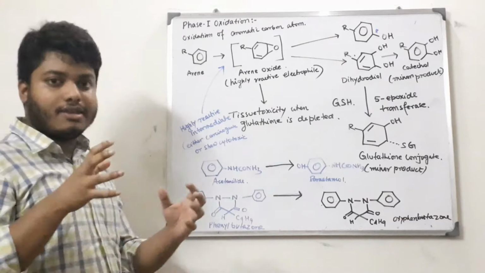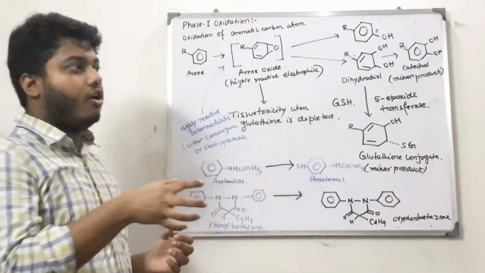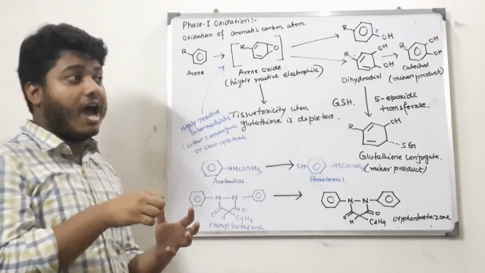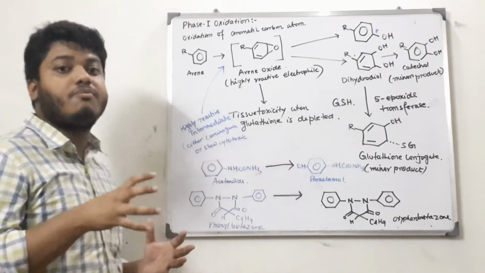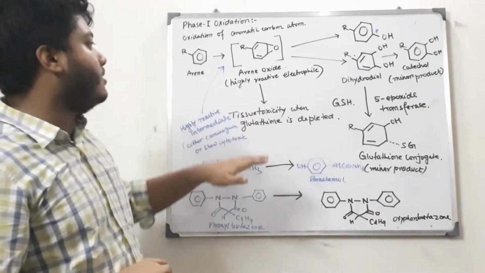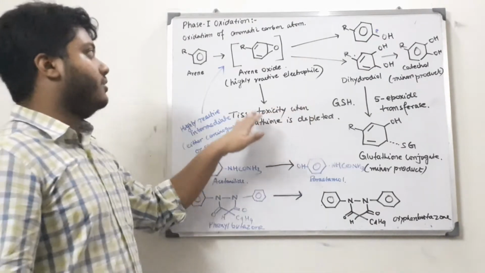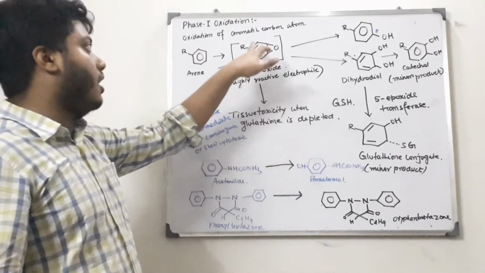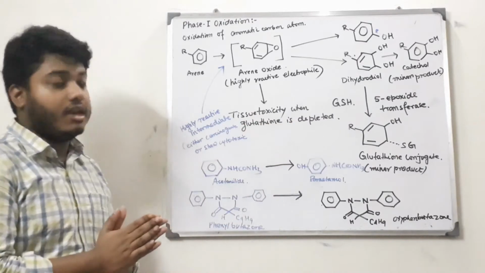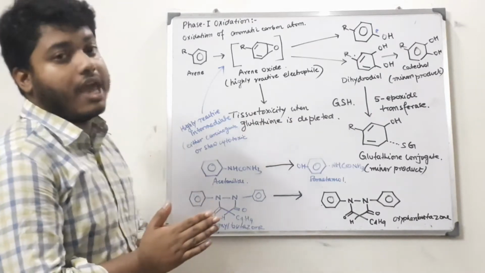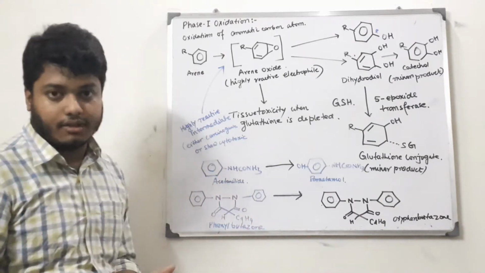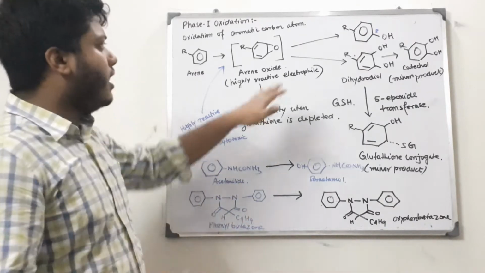Because of that, glutathione has oxidant scavenging activity. Okay? They scavenge highly reactive oxygen species, ROS. So what happens in the absence of this GSH? Generally, these epoxide intermediates show tissue toxicity. Now this tissue toxicity can be carcinogenic or it can be cytotoxic. Okay, so this is very highly reactive.